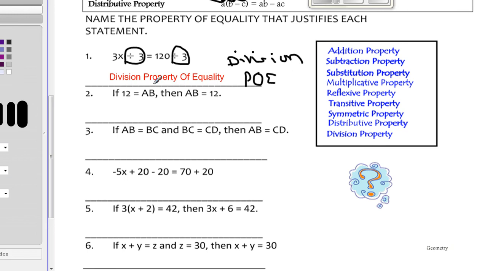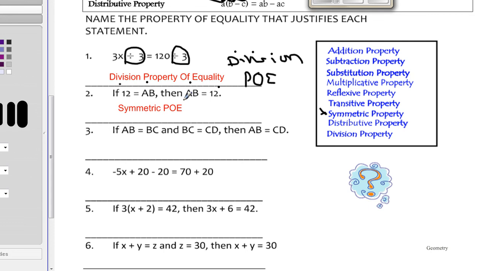All right, let's look at the next one. If 12 equals AB, then AB equals 12. Well, right here, kind of our line of symmetry. If we were to fold along that, then the AB would fall on top of the AB, and the 12 would fall on top of the 12. So this is going to be your symmetric property.